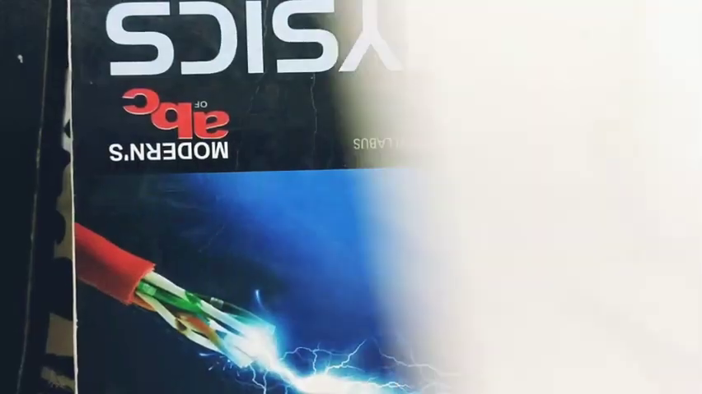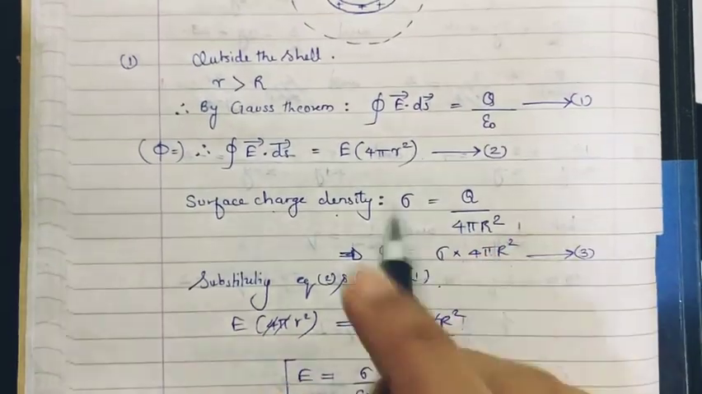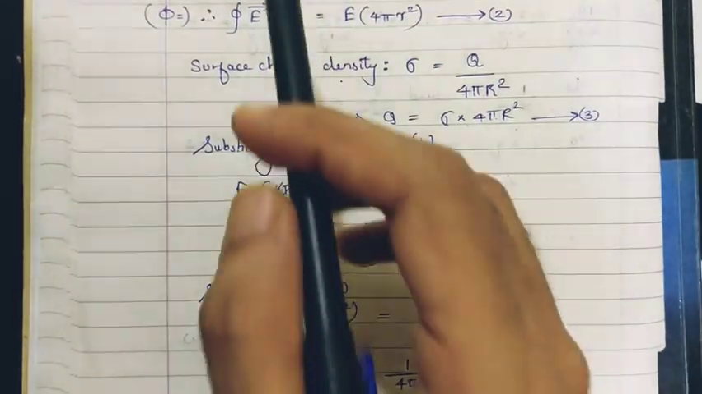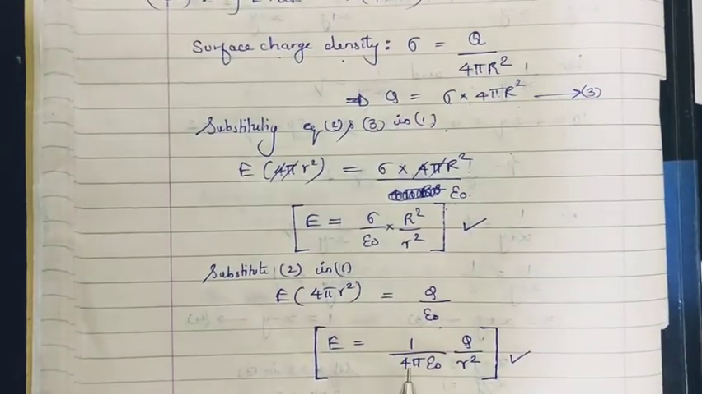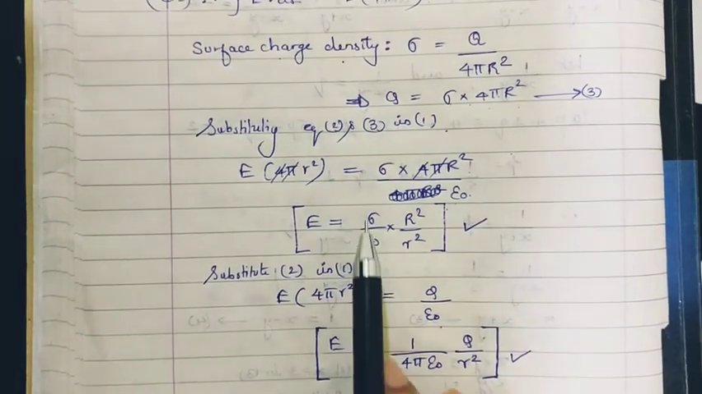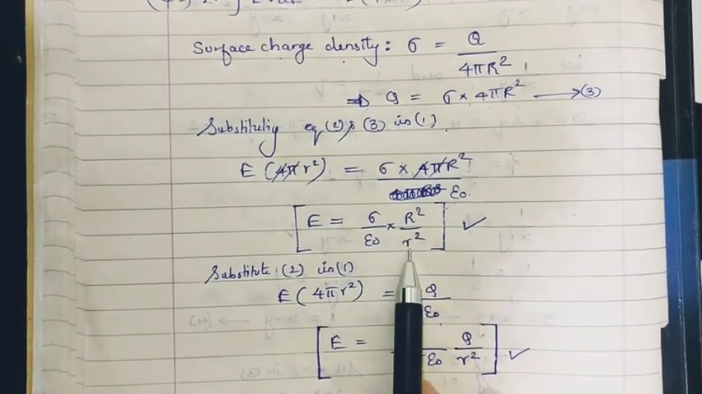So what are the formulae which we got? For outside the shell, the electric field at a point outside the shell is given by 1 upon 4 pi epsilon naught Q upon r square, or sigma upon epsilon naught capital R square upon small r square.